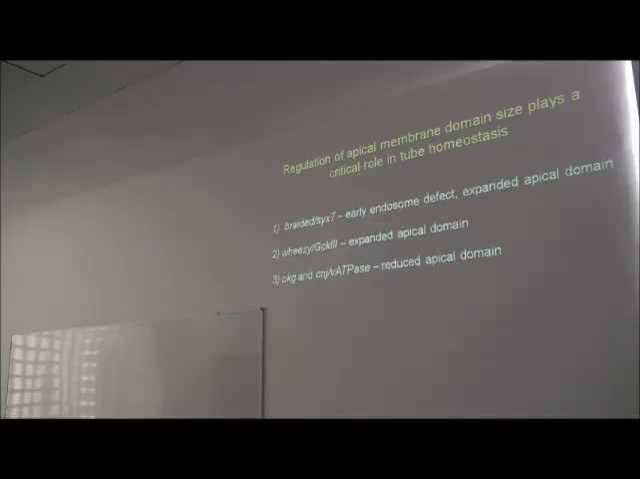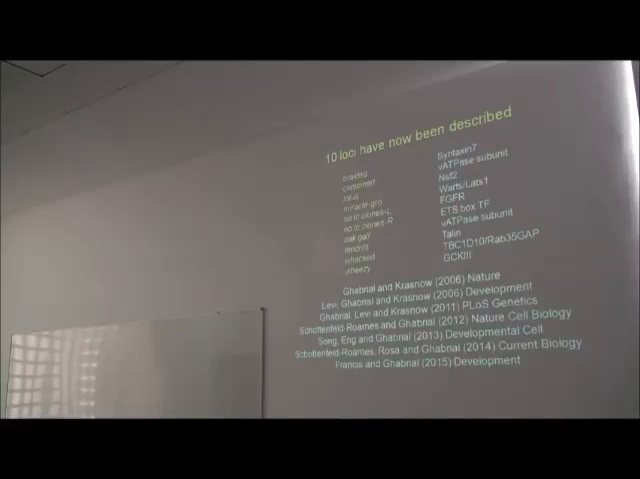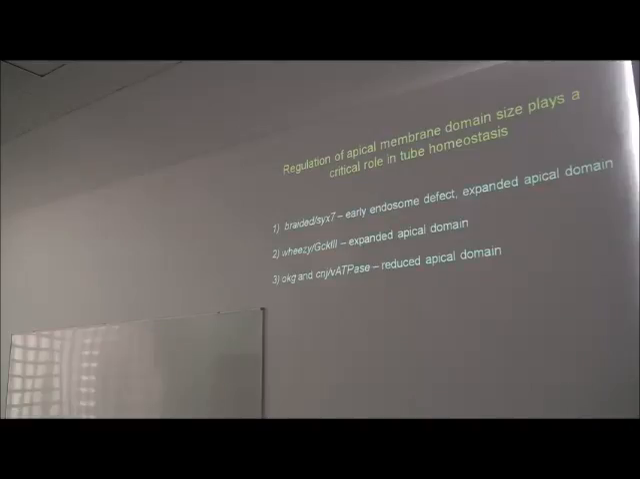And today I'm going to tell you 3 interrelated stories about projects on mutants from the screen. One mutant was called braided, which turns out to encode the Drosophila syntaxin 7, also called avalanche. These mutants have defects in early endosome, and they show an expanded apical domain.